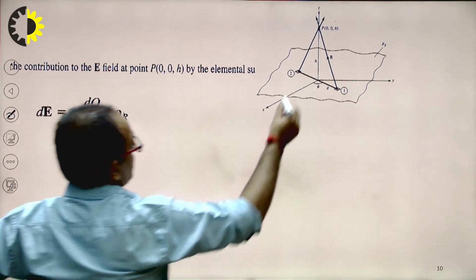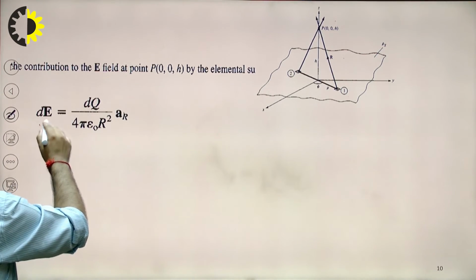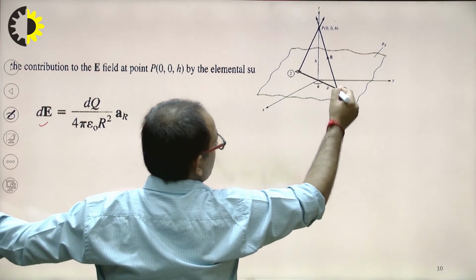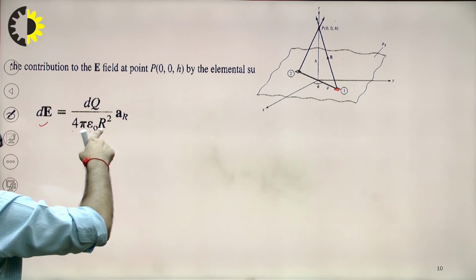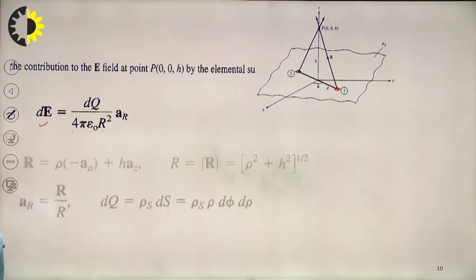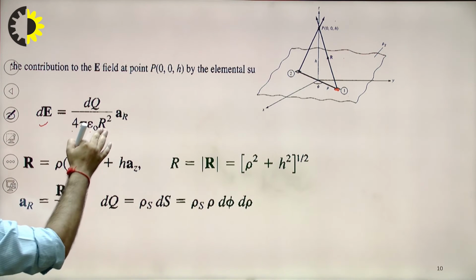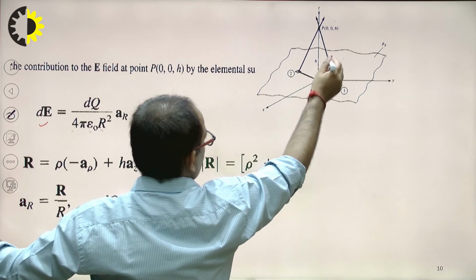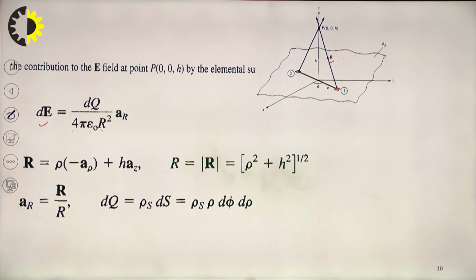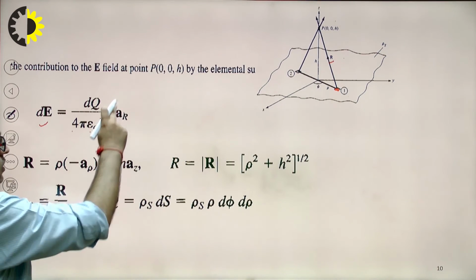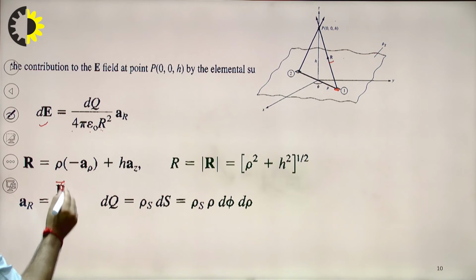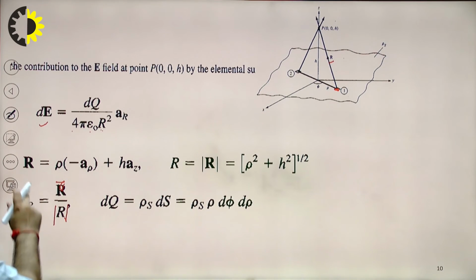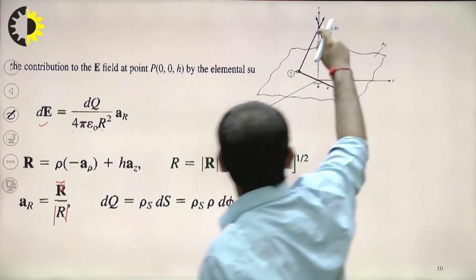So at point P, the electric field at point P due to only this charge will be equal to dq upon 4 pi epsilon r square a cap r. Now I want to calculate the r vector in terms of h, and I want to calculate the a cap r. You will see that a cap r will be the r vector divided by the r magnitude. Clear? And r vector will be equal to what?